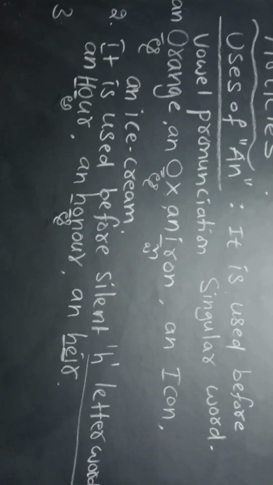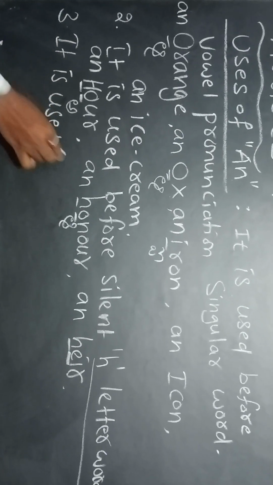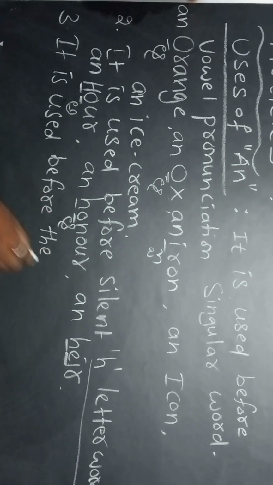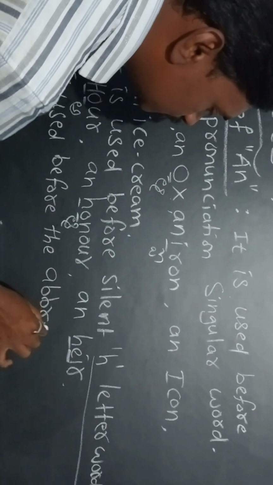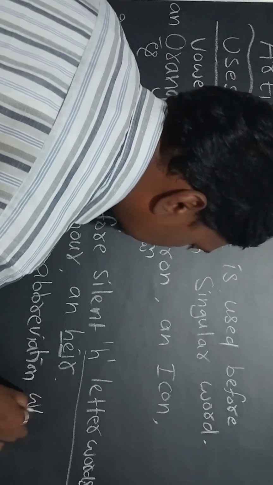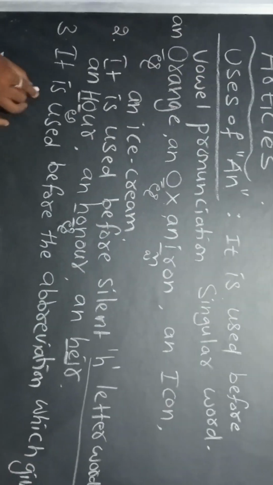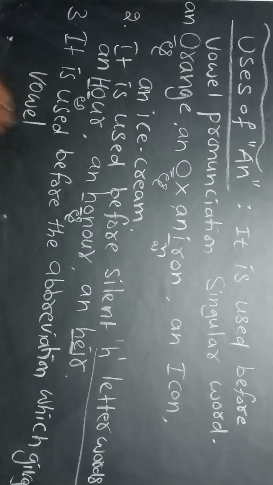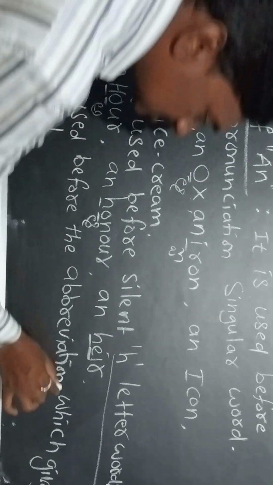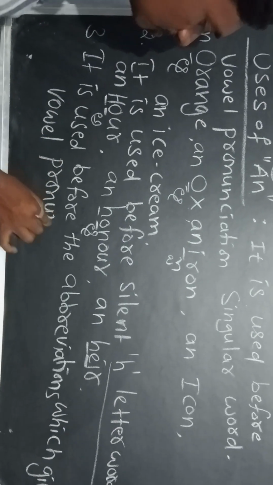Next, the third case: it is used before abbreviations which give a vowel pronunciation. The article an is used before the abbreviations which give vowel pronunciation.